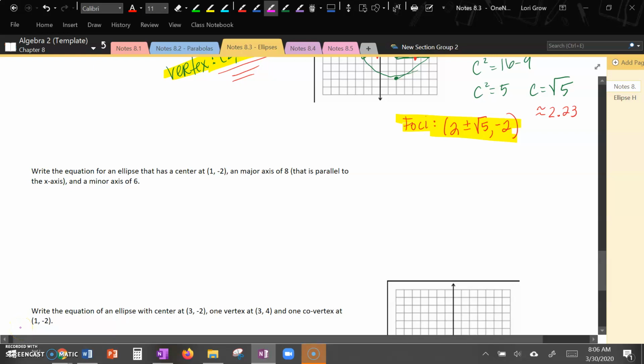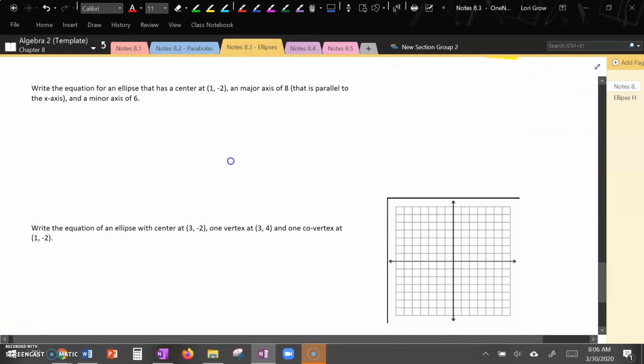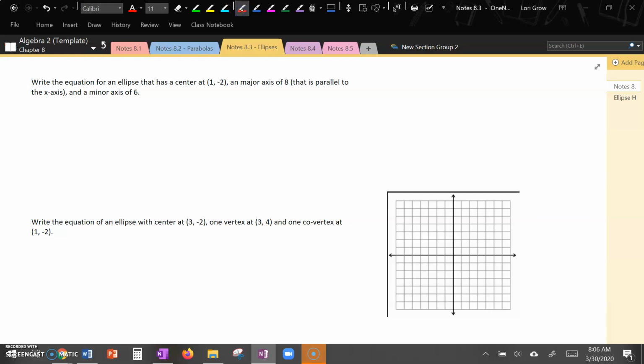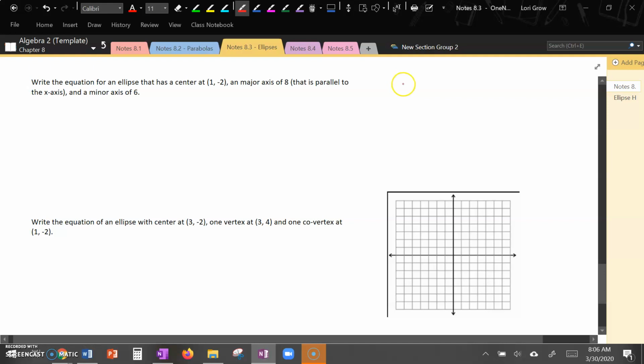Okay, in this last part of the notes for section 8.3, we're going to learn how to write the equation for an ellipse given some different information. Things to keep in mind is that A is always the major axis distance, and it goes with the vertices, and B is always the minor, and it goes with the co-vertices. So A is always larger than B.